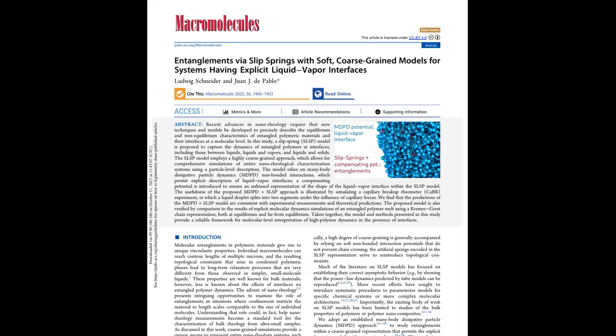The inclusion of realistic liquid-vapor interfaces via MDPD, along with compensating potentials to ensure artifact-free density profiles near substrates, further enhances physical fidelity. Altogether, this study supports the use of the SLSP plus MDPD framework as a powerful and efficient tool for simulating polymer entanglement dynamics in complex interfacial environments. This opens avenues for studying nanorheology, capillary breakup rheometry, and interpreting experimental observations in technologically relevant systems.